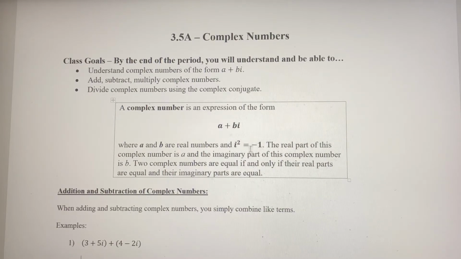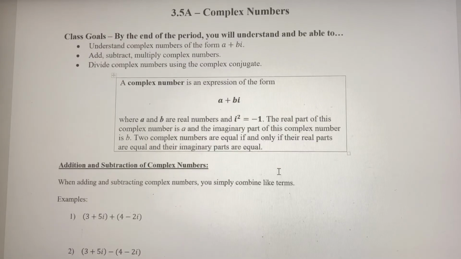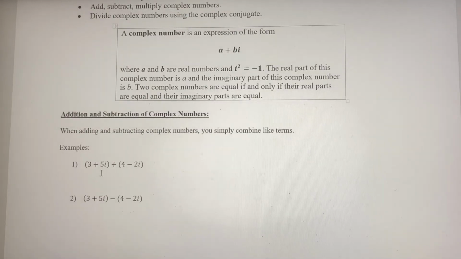Not necessarily in this video, but in the subsequent videos, you're going to need to remember the fact that i squared equals -1, okay? The real part of the complex number is the a. The imaginary part of the complex number is b, okay? And two complex numbers are equal if and only if their real parts are equal and their imaginary parts are equal, okay?